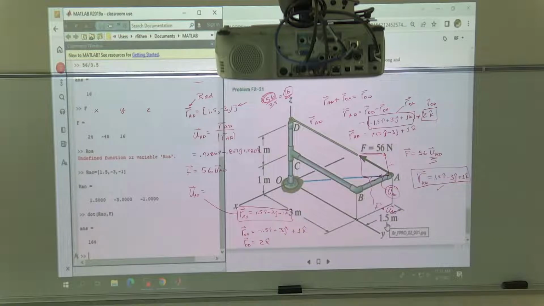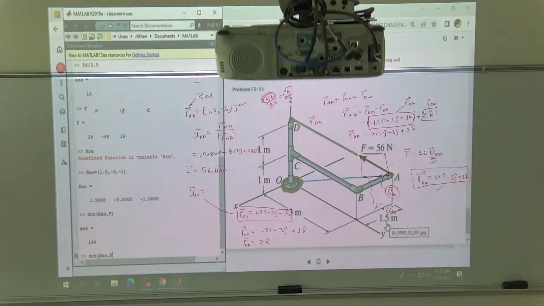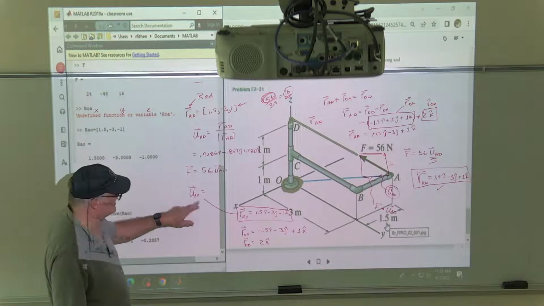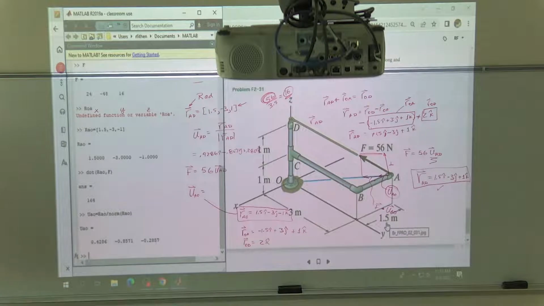Wow, but that's not what I'm supposed to do. Where's my U vector? Did I not find my U vector first? Okay, mistake here. It's supposed to be dotted with the U. UAO equal to RAO divided by the norm of RAO. Okay, there's my unit vector. So I need to dot it with this unit vector. I was dotting it with the R. That's not going to give you the right answer. Dot it with the unit vector.